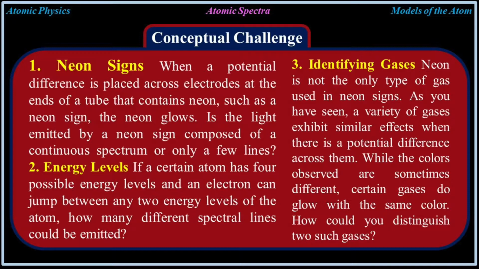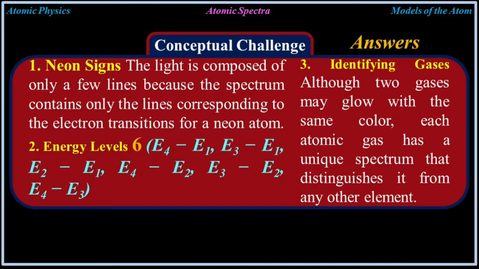Identifying gases. Neon is not the only type of gas used in neon signs. As you have seen, a variety of gases exhibit similar effects when there is a potential difference across them, while the colors observed are sometimes different. Certain gases do glow with the same color. How could you distinguish 2 such gases? All right, so we can use spectral tubes and look at the fingerprints of the gases.